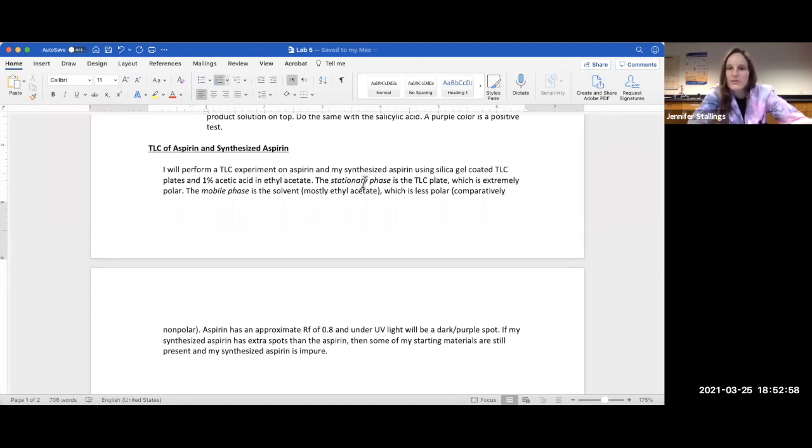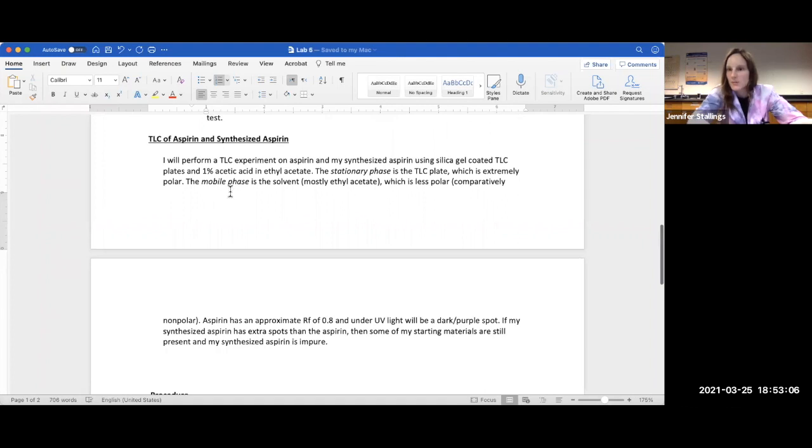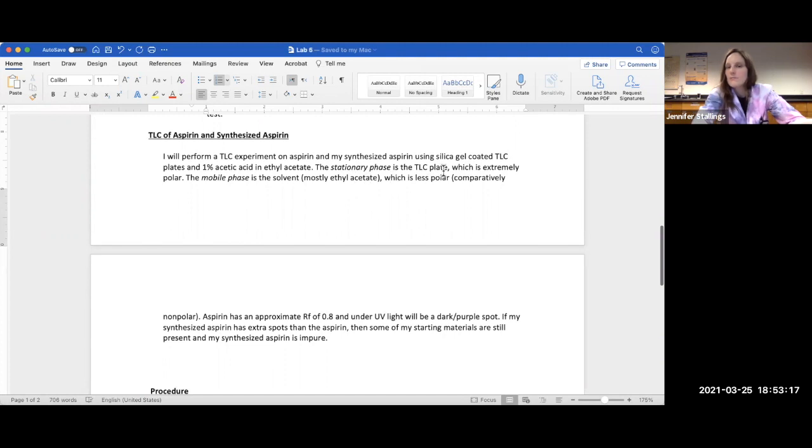And I wrote here, so the stationary phase is the TLC plate that's coated in the silica gel and it's extremely polar. My mobile phase is not going to be hexane, it's going to be the acetic acid and ethyl acetate, and it's 1% acetic acid, so it's actually mostly ethyl acetate, and it's less polar. So it's not as non-polar as hexane, but compared to the silica gel, I wrote here, comparatively non-polar. So it's a lot less polar than silica gel. So the concept is pretty much the same, even though the solvent isn't the same as what we saw last week.